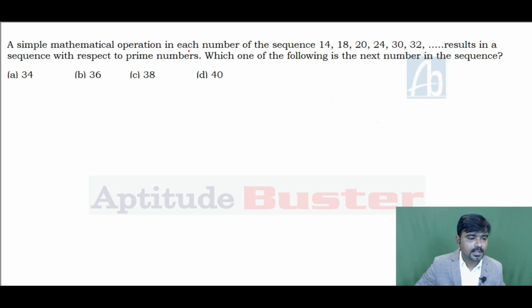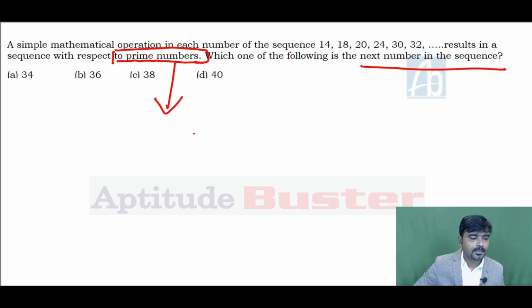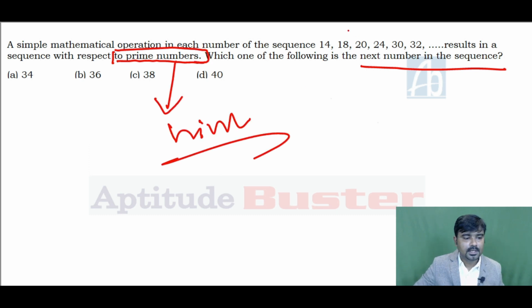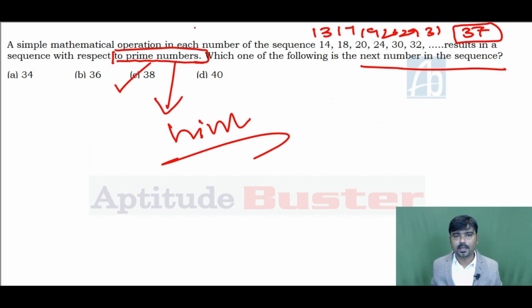A simple mathematical operation on each number of the sequence 14, 18, 20, 24, 30, 32 results in a sequence with respect to prime numbers. Which of the following is the next number in the sequence? They have given you the hint also: the prime number. For 14, the previous number is 13, then 17, 19, 23, 29, 31. What's the next prime number? 37 is the next prime number. They added 1 to that, so the answer for this question is 38. That's the simplest question anyone can find out.